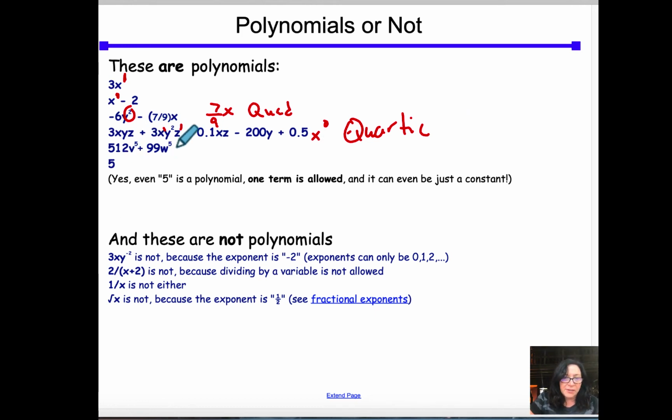v to the fifth and w to the fifth are both to the fifth. So this one is called a quintic, and two terms make a binomial. This would be x to the 0, and because of that, it's a 0 power. We call that a constant. And a constant, because it only had one term, is a monomial. And I guess I should put linear here and also linear here.